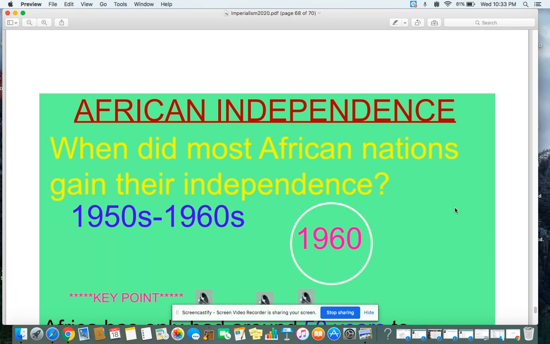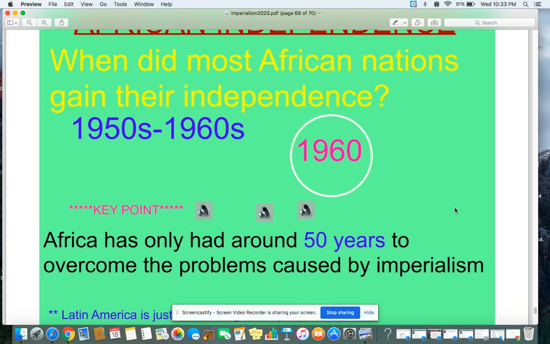So when my mom and dad were in school, they learned all those countries were not the countries we know today. They were controlled by European powers. So that's only 60 years of freedom. And so what's so key about this? Can anyone think why this is such a big deal, that they've only had 60 years of freedom? Because Africa has only had around 50 or 60 years to overcome the problems caused by imperialism. Imperialism caused so many problems, they have not had much time to rebound from them.